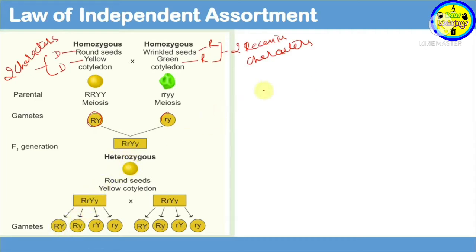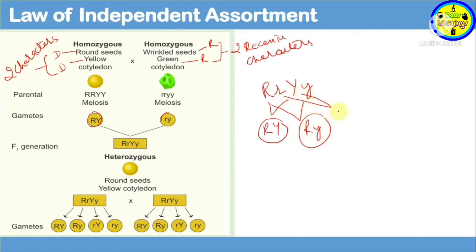For example, if you see R, Y and r, y. How many combinations can be formed? Let's check it out. One combination is RY, or Ry, otherwise rY, or both recessive, ry. Now you can see that all these gametes possess both the characters and these characters are independent from one another. So there are chances that they will make different combinations.